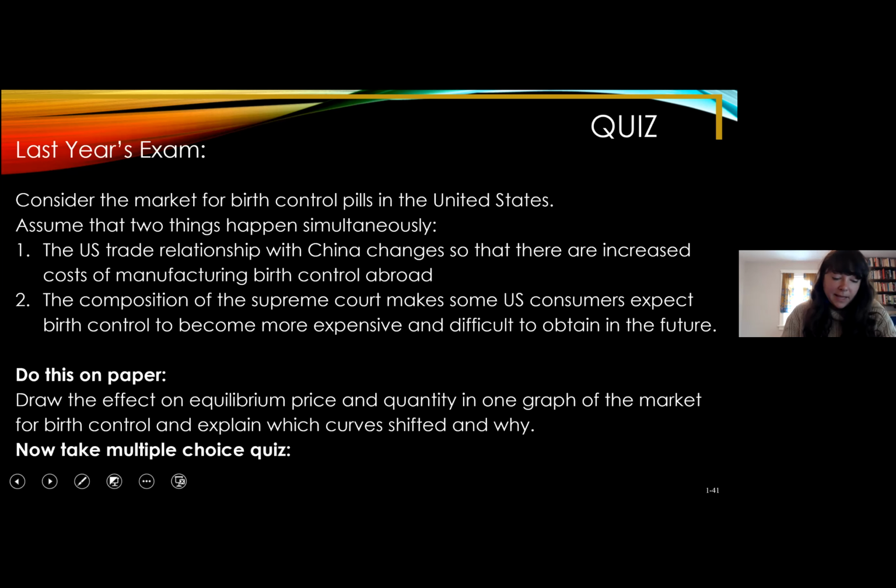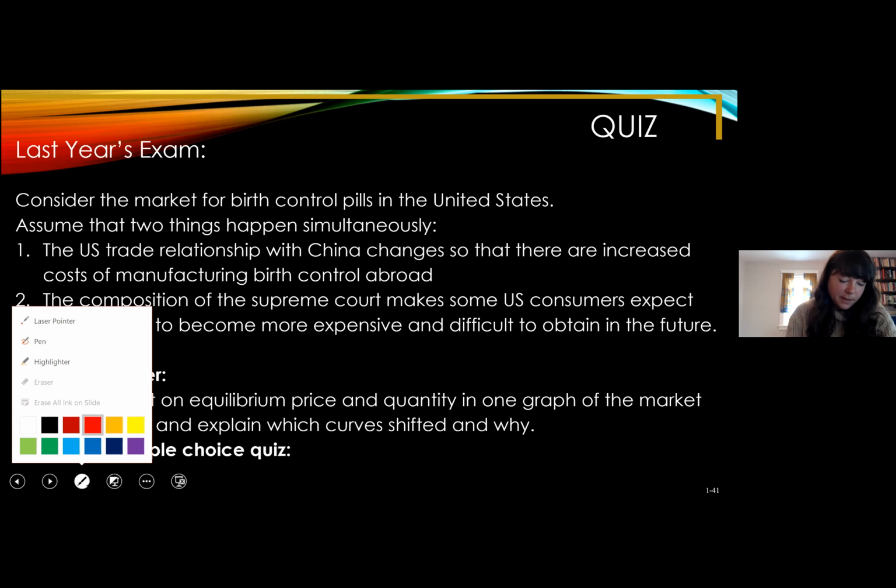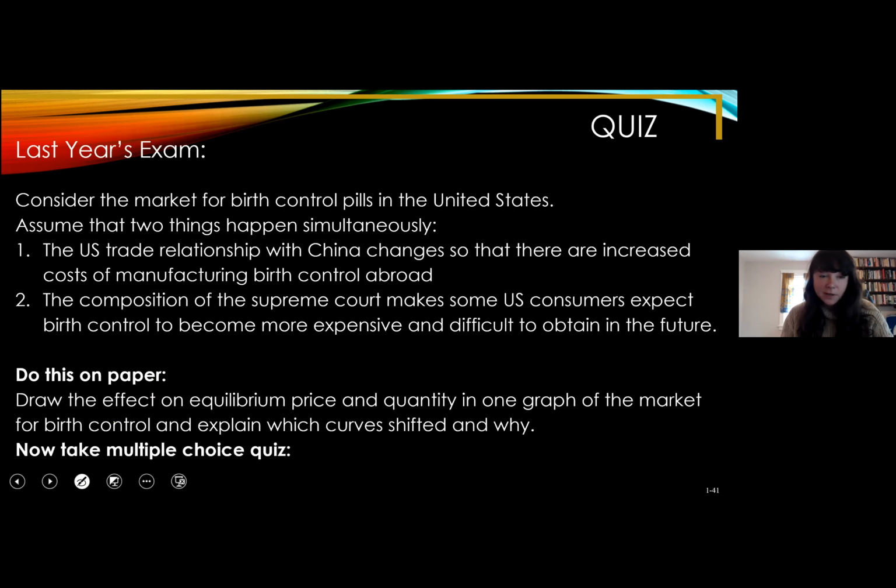So this is from the exam last year. Consider the market for birth control pills, a market that I feel strongly you should understand whether you're a consumer or not. And two things happen at the same time. The US trade relationship with China changes, so there's increased costs of manufacturing birth control abroad. And the composition of the Supreme Court makes some US consumers expect birth control to become more expensive and difficult to obtain. So show me the impact of these two shifts and tell me which curve shifted and why, and then pause and take the multiple choice quiz. It's always easier to do this part on paper, but I think the quiz will help you check whether you got it right.